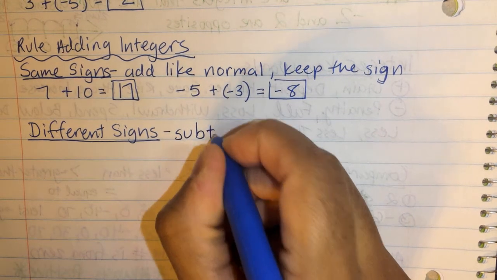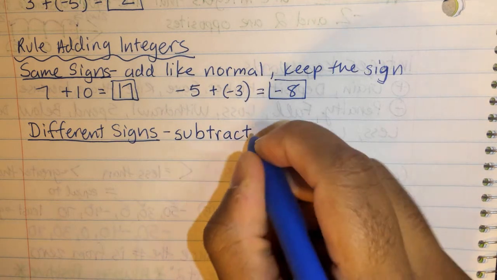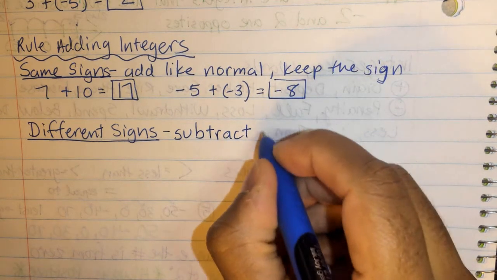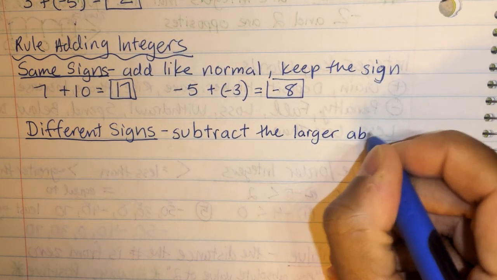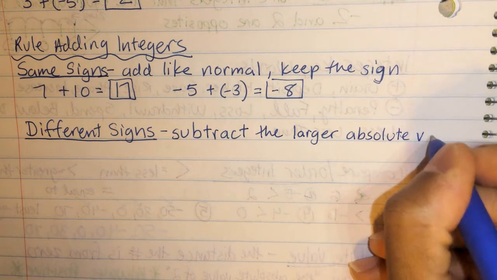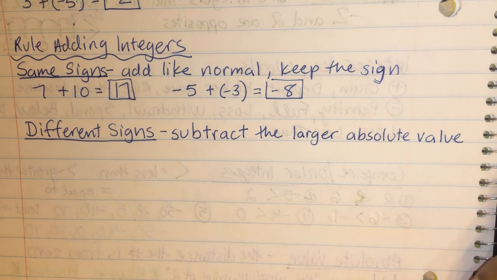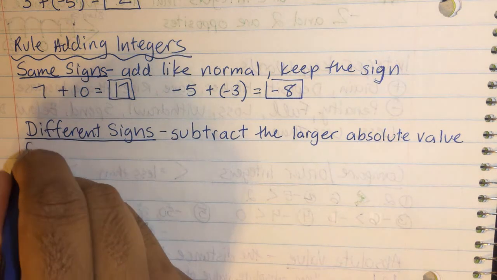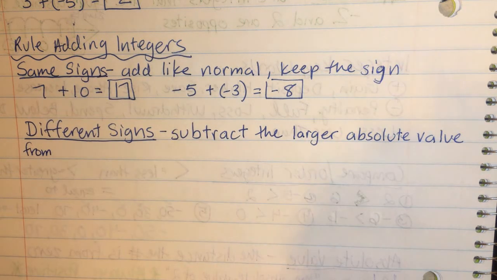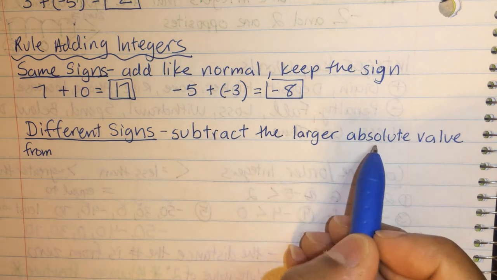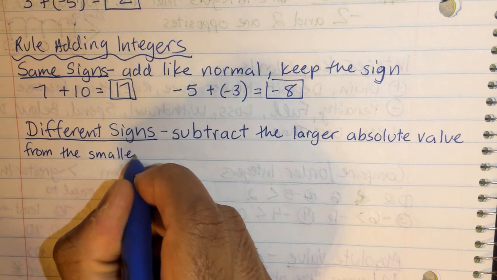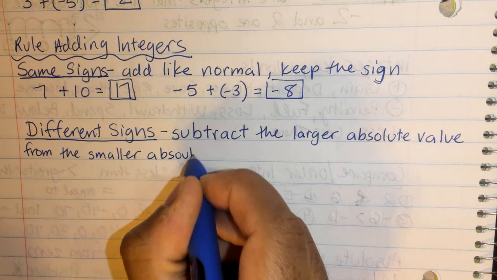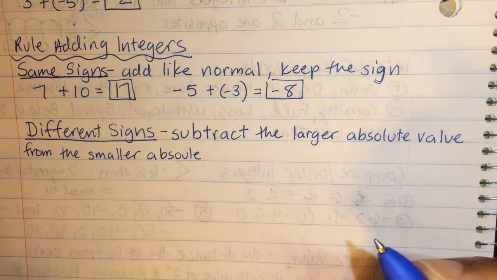So whenever you get two numbers with different signs, I'm going to explain this in a second, but just write down that we subtract the larger absolute value from the smaller absolute value. Oh, no, I spelled that wrong.